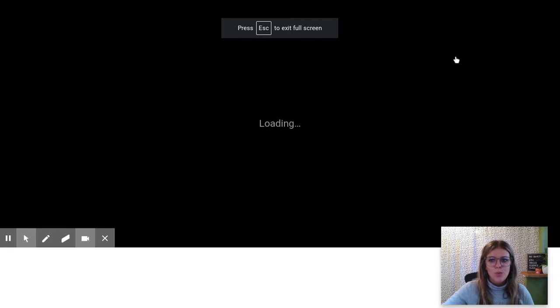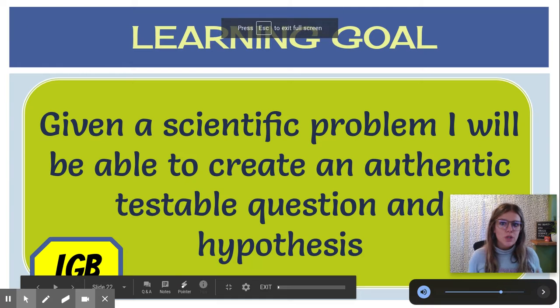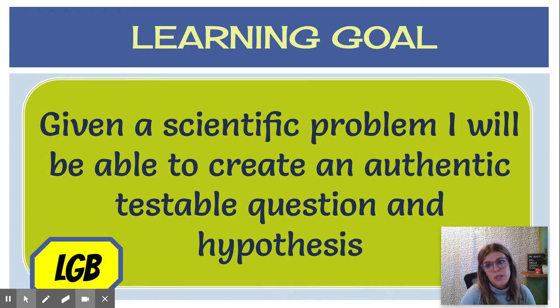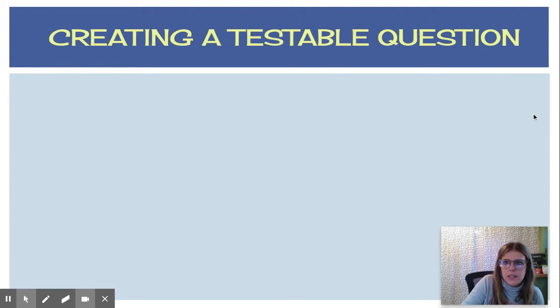All right, guys. So these are the notes, the audio version of the notes for learning goal B. So this is the second learning goal. We went over this in class on September 29th and the 1st of October. So given a scientific problem, I will be able to create an authentic, which just means original, your own, testable question and hypothesis. That is the goal of this learning goal.